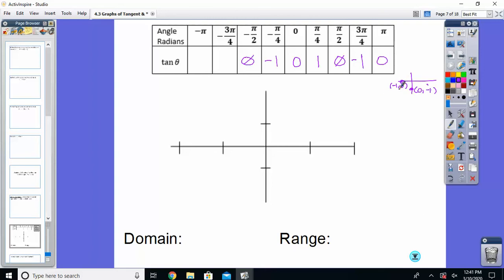Negative 3 pi over 4 is quadrant 3. Quadrant 3 tangent is positive. Tangent of pi over 4 is 1. Negative pi is the same as positive pi, and so we get 0.